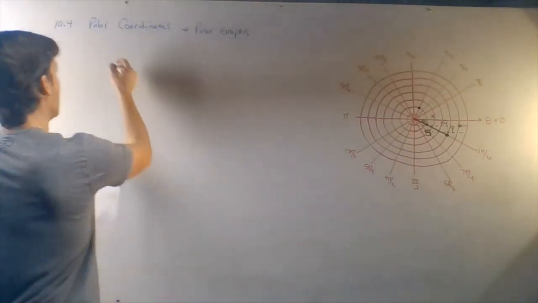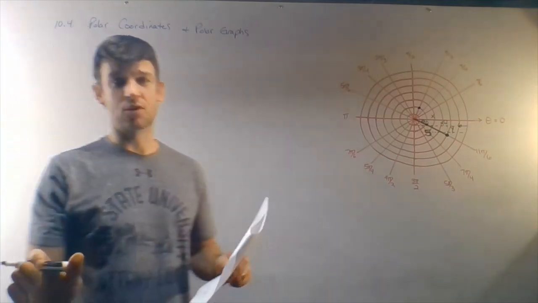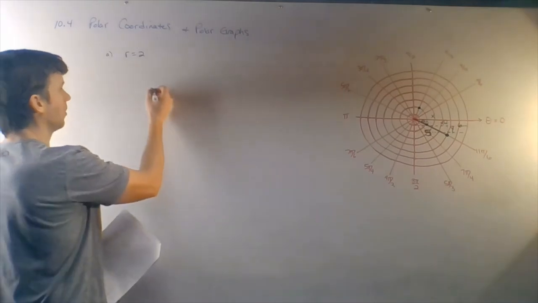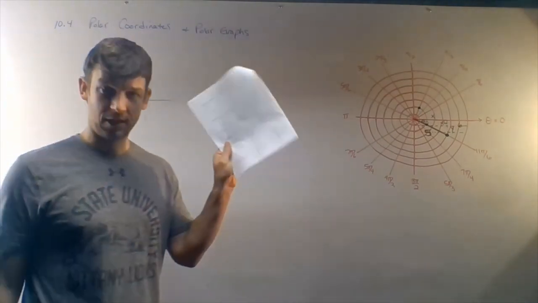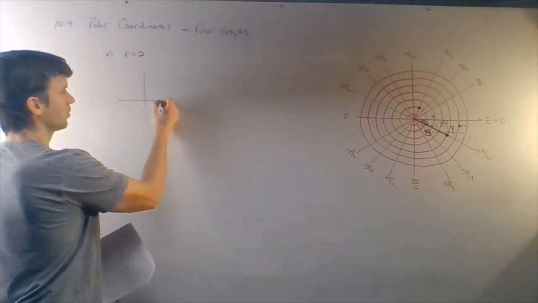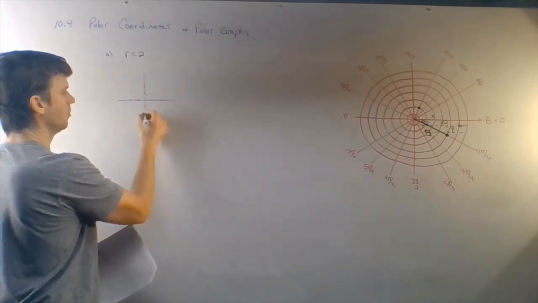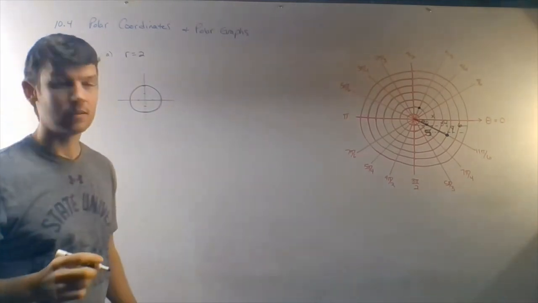The first one, letter A, r equals 2. That's just a circle. It's telling me the radius is 2. We don't have a specific angle that we're talking about. So if we graph that, and you have coordinate planes on your notes, if you have printed those off or if you picked them up in class, we're just going out 2 units at every single angle, and we get our circle. That's a pretty good circle.